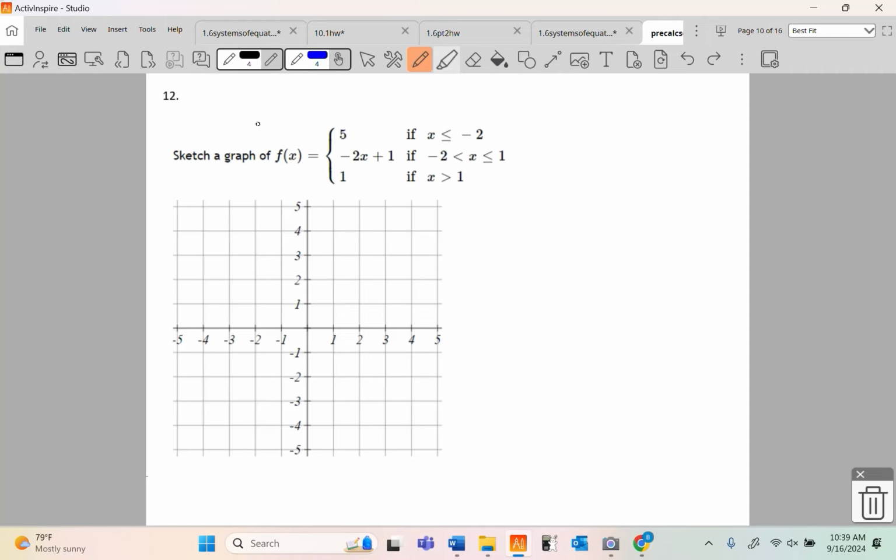So the numbering might be out of order by now. I removed one of them. I just don't know if I changed the numbers or not.